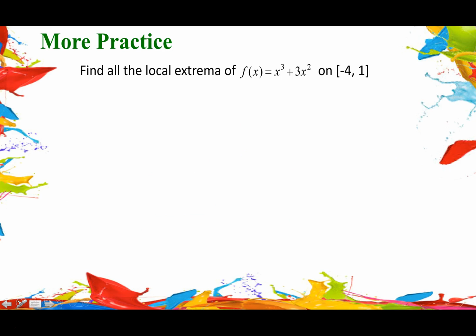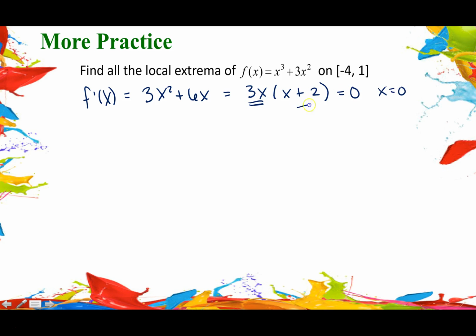All right, here's another problem. You might want to pause this, try it on your own, and see if you can do this. All right, first step is going to be to find f prime of x, which is going to be 3x squared plus 6x. I'm going to factor out a 3x, and that gives me x plus 2. So my critical points, if I set this equal to 0, are x equals 0 from that, and x equals -2 from that.